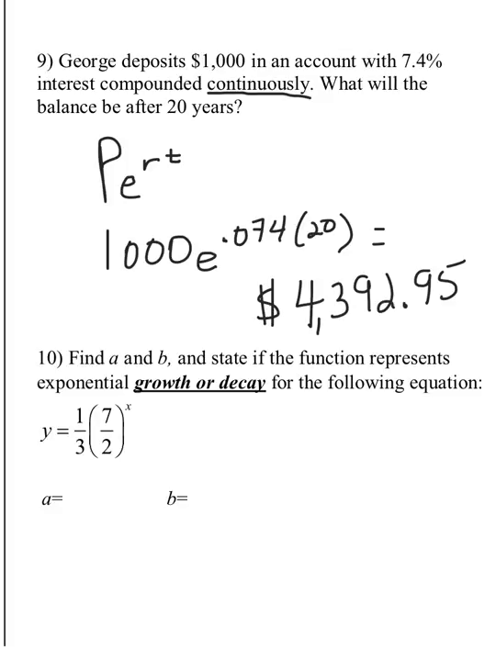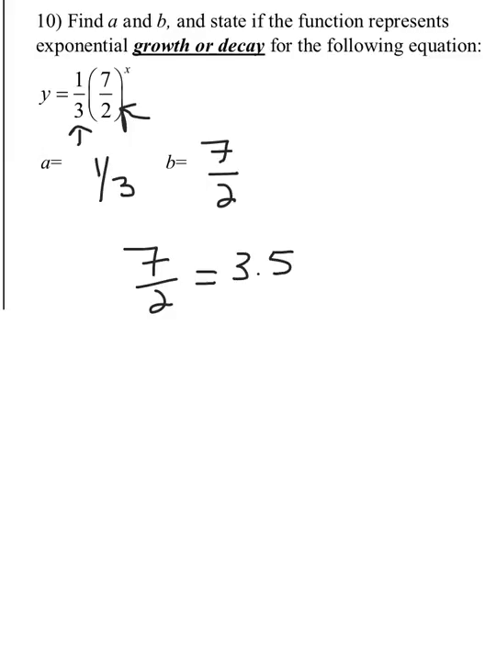Okay, next problem. All right, for this one, we're going to find A and B, and state if the function represents exponential growth or decay. So A is simply this first value right here in front of the parenthesis. That's 1/3. B is the value inside the parenthesis, or 7/2. And since 7/2 is really 3.5, 3.5 is greater than 1, this means that we have growth.